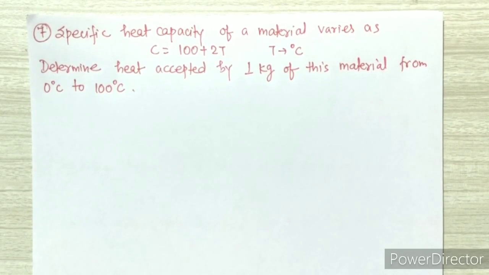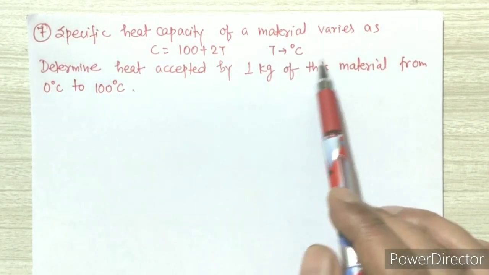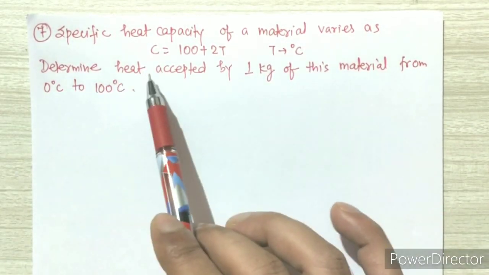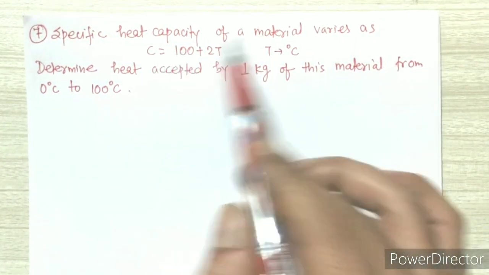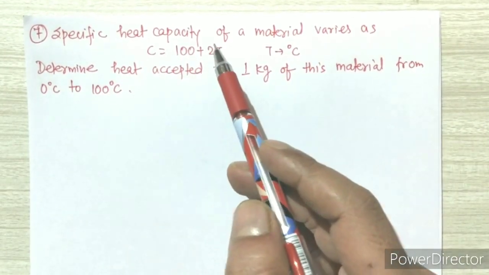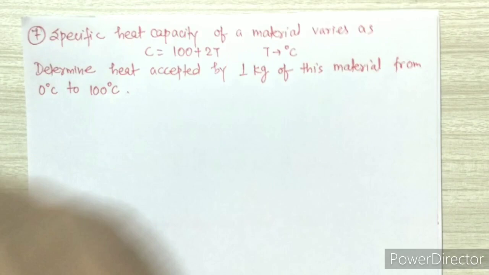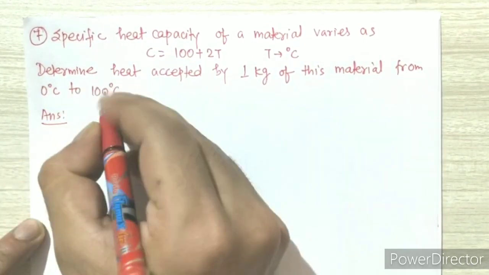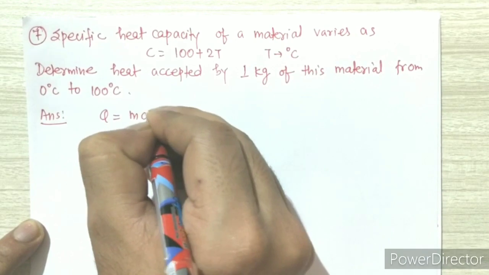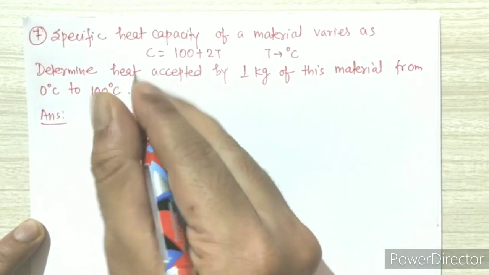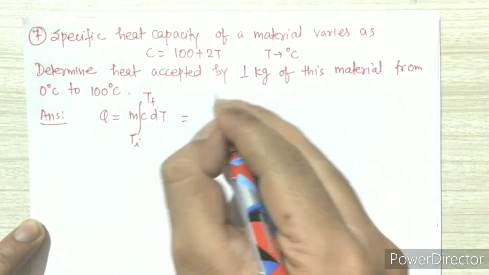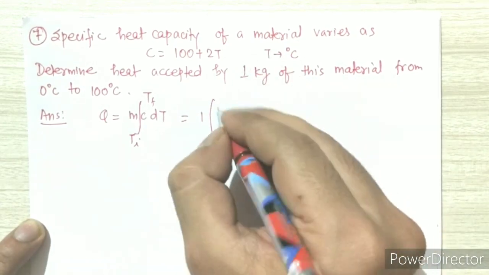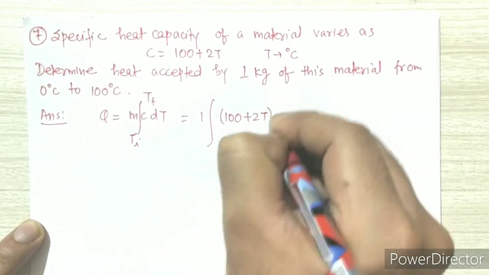The specific heat capacity of a material varies as C equals 100 plus 2T, where temperature is given in degree Celsius. Determine heat accepted by 1 kg of this material from 0 degrees Celsius to 100 degrees Celsius. Here we can see that specific heat is a function of temperature. So to find the heat given or taken, the formula we apply is Q equals m integral of C dT.